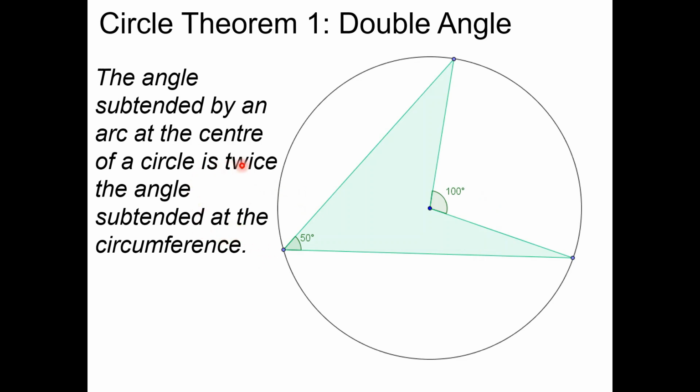Now, the angle subtended by an arc at the center of a circle is twice the angle subtended at the circumference. What we are saying is that if you have an arc AB, and this arc subtends an angle at the center, this is the center, and the same arc subtends an angle at the circumference of the circle, then this angle is half of this angle.